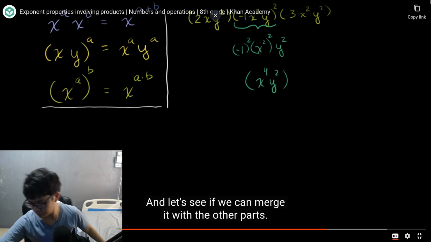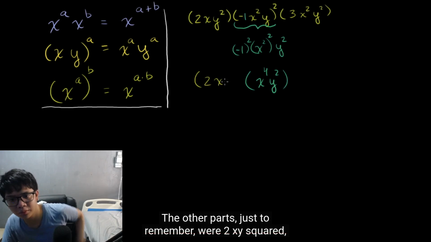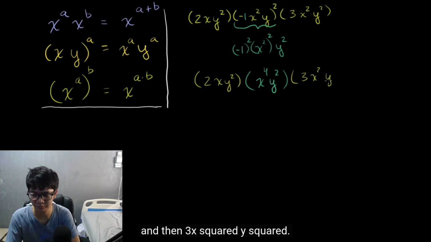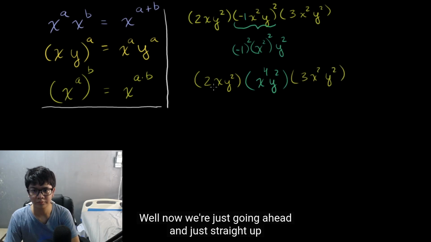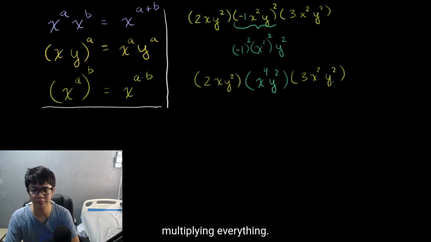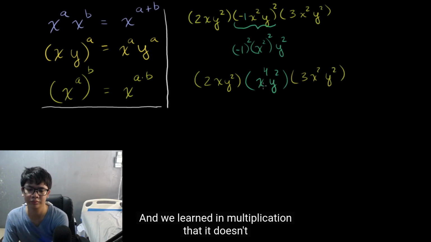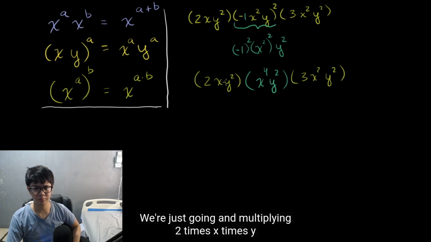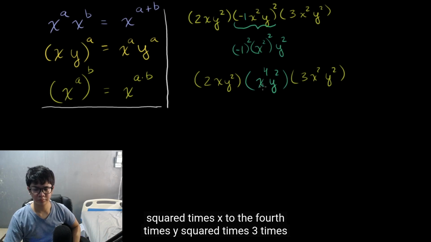And let's see if we can merge it with the other parts. The other parts, just to remember, were 2xy squared and then 3x squared y squared. Now we're just straight up multiplying everything, and we learned in multiplication that it doesn't matter which order you multiply things in. So I can just rearrange. We're multiplying 2 times x times y squared times x to the 4th times y squared times 3 times x squared times y squared.